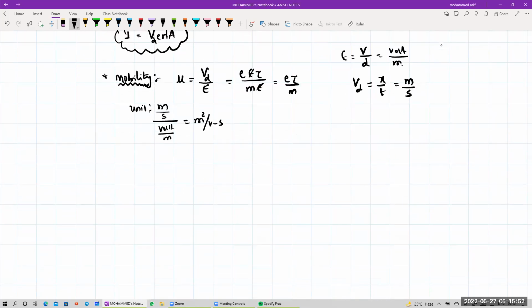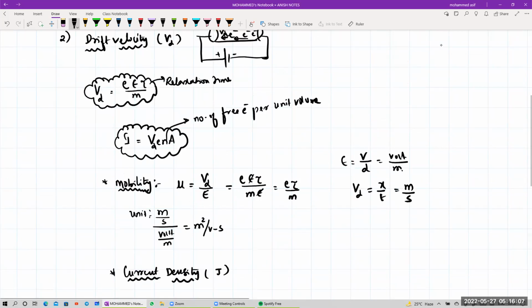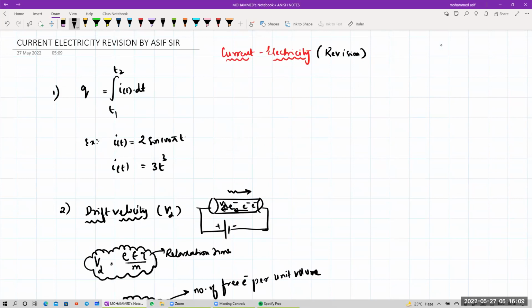Next one, again an important term in current electricity, that is current density. Very, very important term. Current density is represented by J. Now tell me, is current a vector quantity or a scalar quantity? Current, even though it has both magnitude and direction, is a scalar, because it doesn't obey the vector addition law.